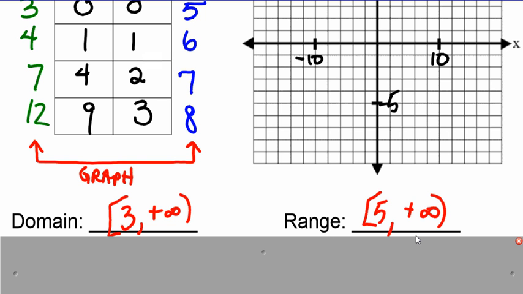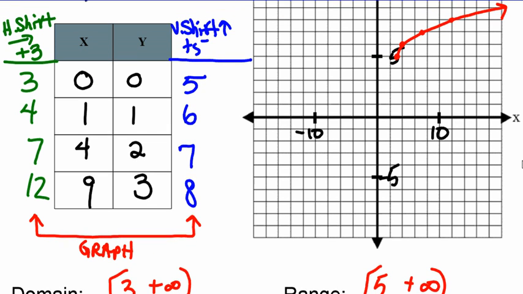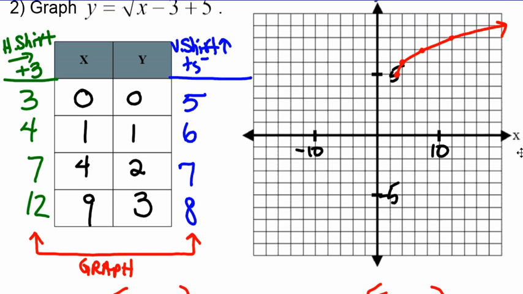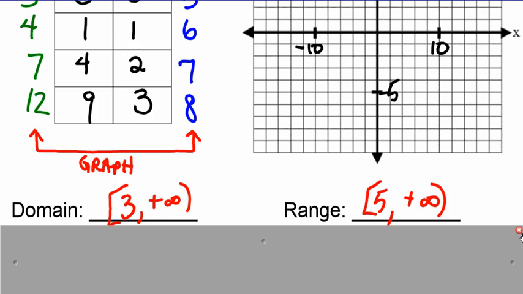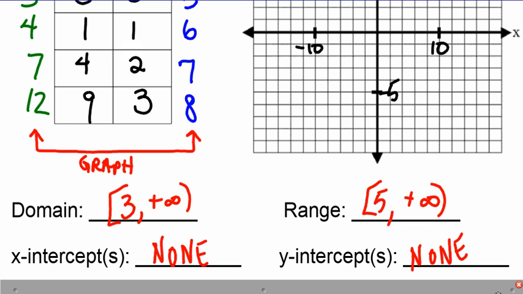Now we want to look for intercepts. Do we have any x-intercepts? Do we have any y-intercepts? Well, x-intercepts, remember in a table, have an output of 0 and they cross the x-axis. That is not occurring for this function. Y-intercepts means you have an input of 0 and it touches the y-axis. And again, that's not occurring for this function. So we have no y-intercepts for our function. Because again, we moved it to the right and up, so away from the x and y axis.